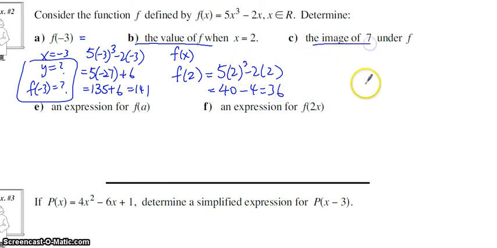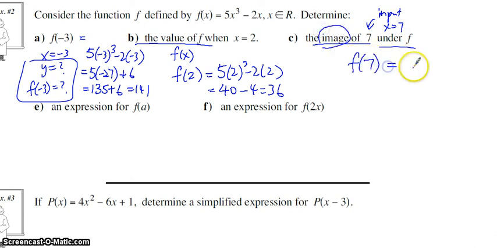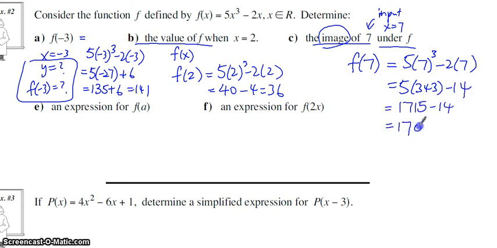The image of 7 under f. This is the input, which is x. X is 7. The image is the output, the function of x, the value of x. So it's f of 7. You put a 7 there, and then you just find out the answer.